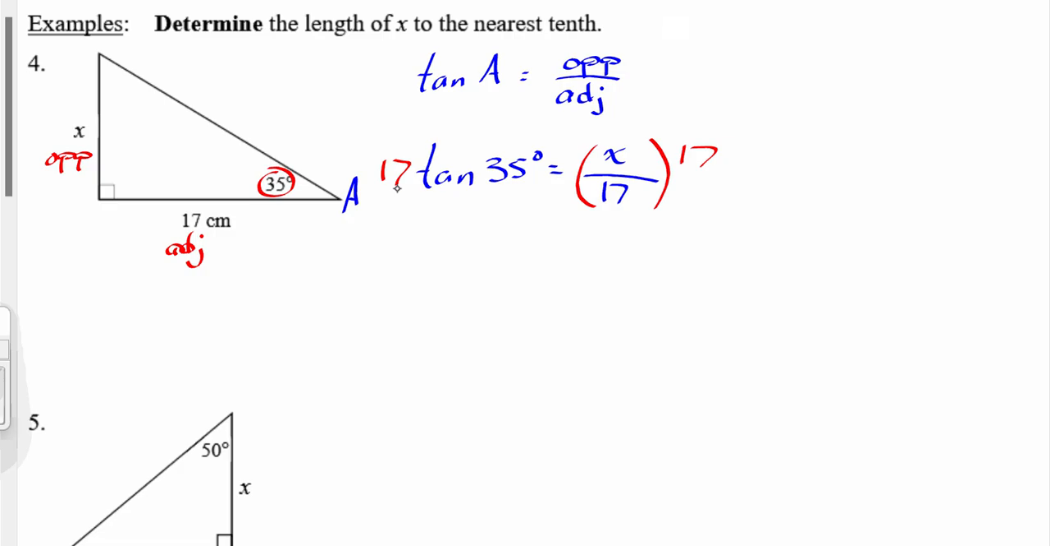And then I can just plug it into my calculator to find out, what is 17 times tangent 35 equal to? Again, if you want to change that tangent 35, calculate it as a decimal, that's okay. But remember, you have to keep all the decimal places. I'm just going to plug it in all at once in my calculator and say, what is 17 times the tangent of 35? And it tells me 11.9.